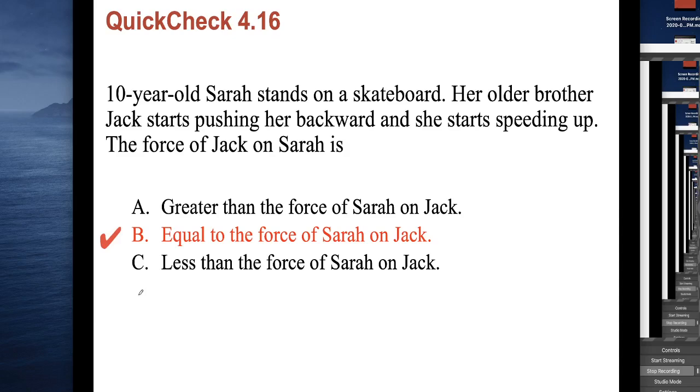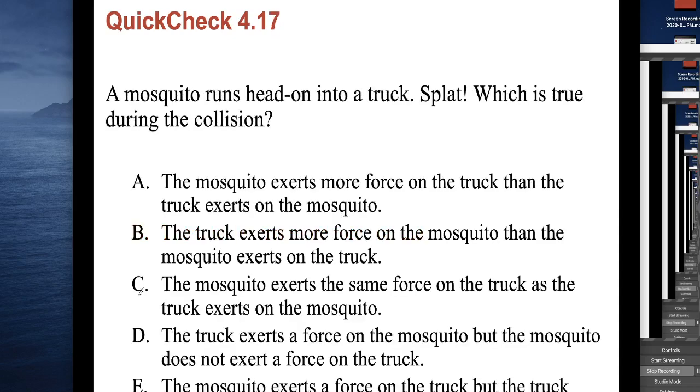Okay, the answer is B. So the force of Sarah pushing Jack is the same magnitude as the force of Jack pushing Sarah, because they are an action and reaction pair. Due to Newton's third law, the magnitudes of those two forces are the same.